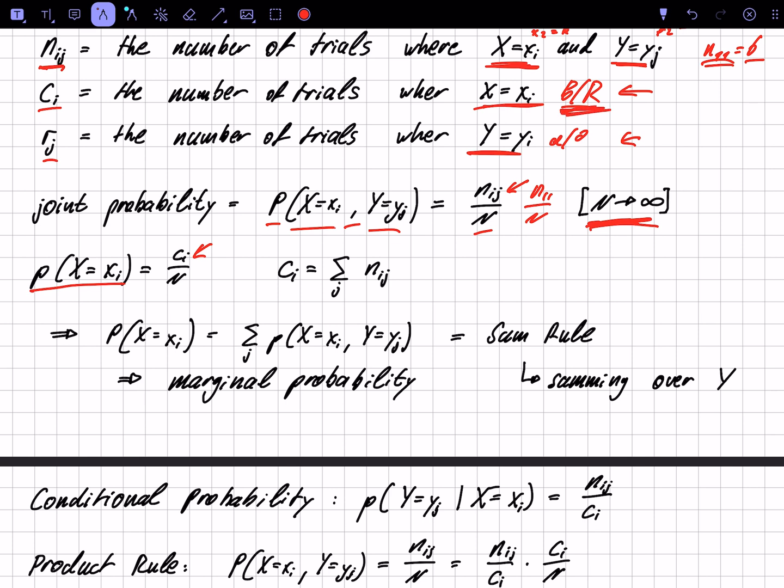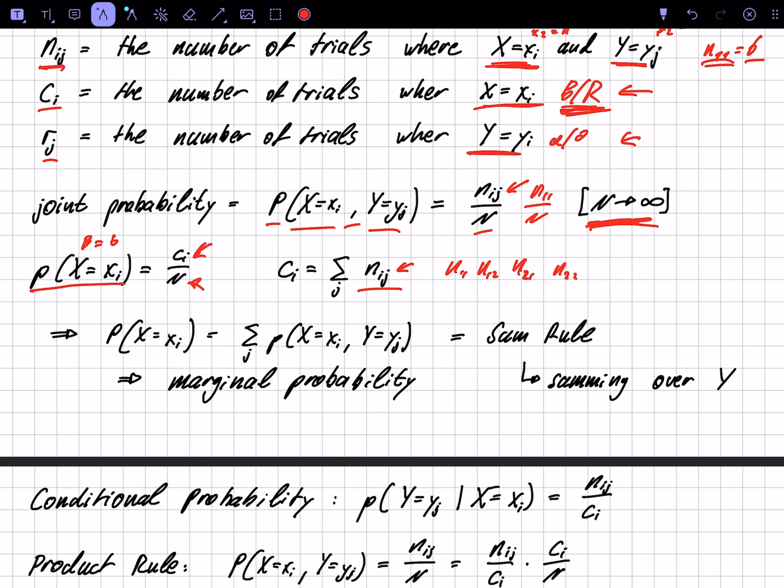So how many times was the box blue, and we select ci as the number of times that the box was blue, divided by the total number of times that we select the box. And the ci can also be rewritten as a sum over j that sums up all the nij. So we have those values. We have n11, n12, n21, sorry, and n22.